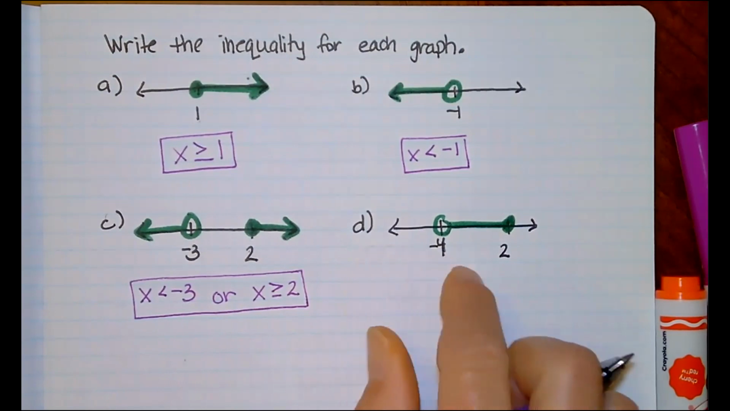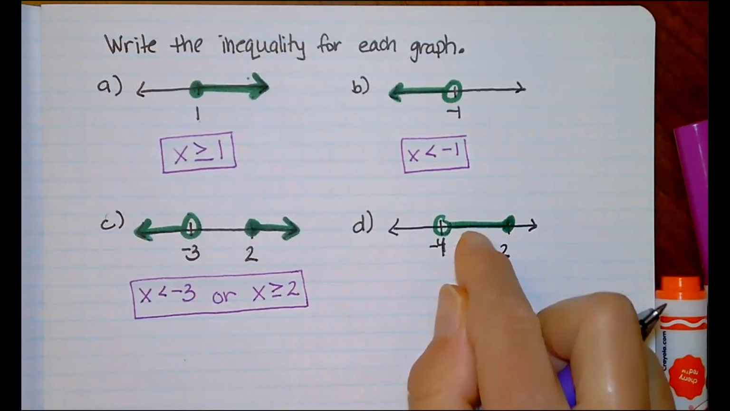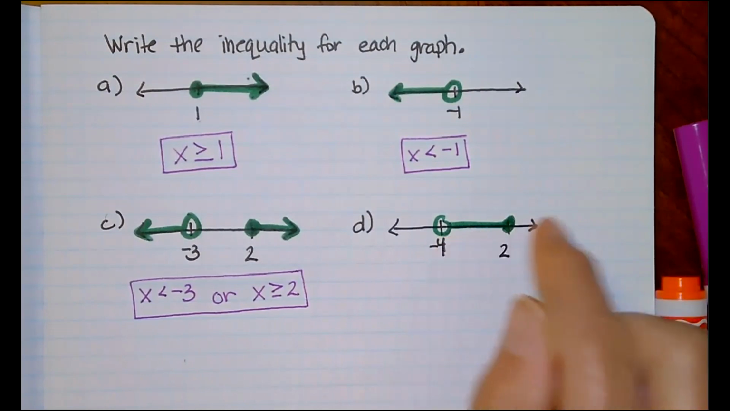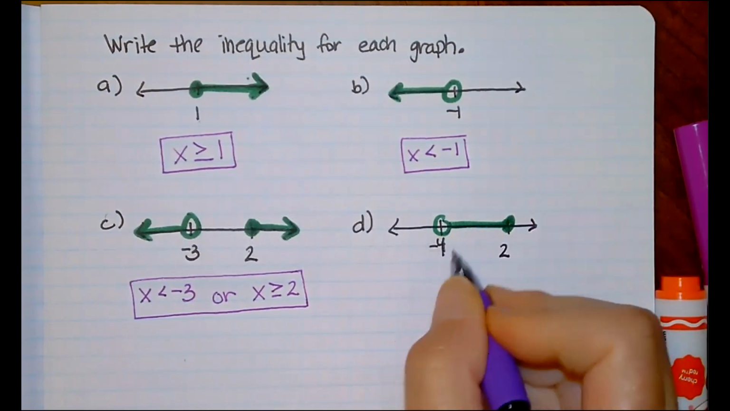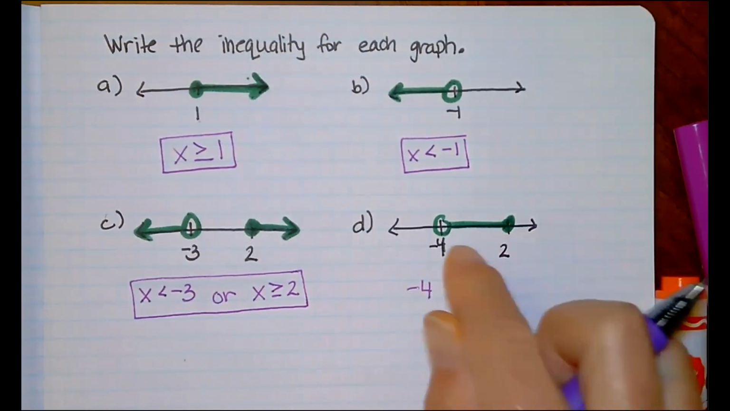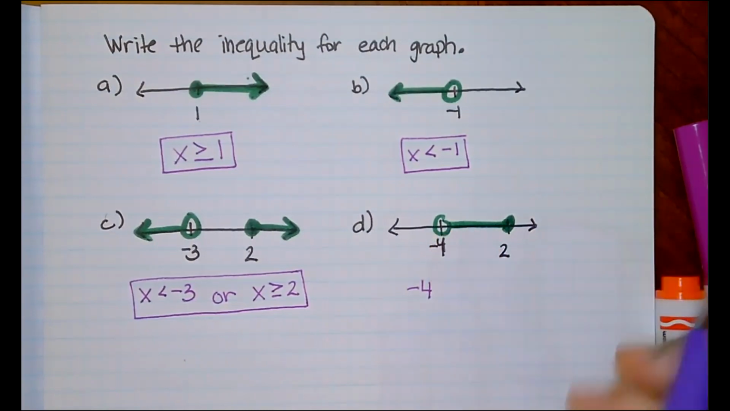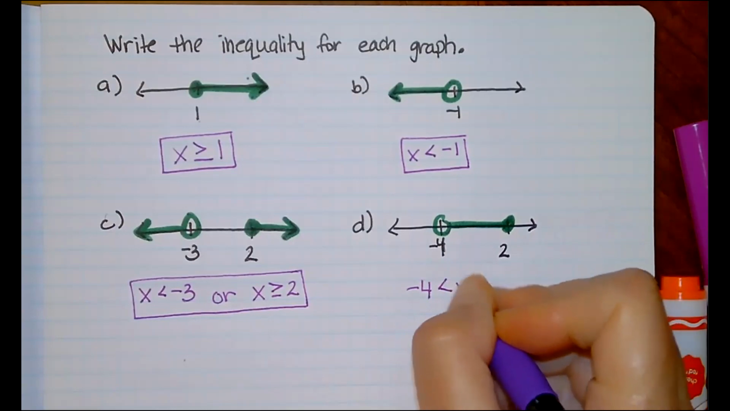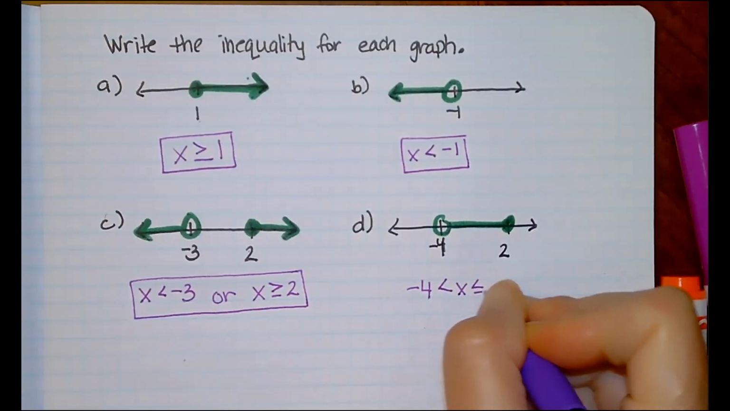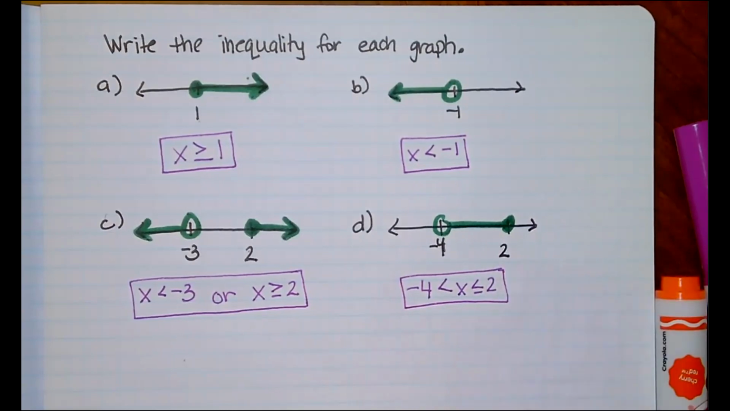Now on one like D, it's one where you've got the in between. So I'm going to start with my left side, my smaller number, -4, and then it's going to be less thans or less than or equal to. And in this case, since this is an open circle, it's going to be -4 less than X, less than or equal to 2. So that's the end of our notes.